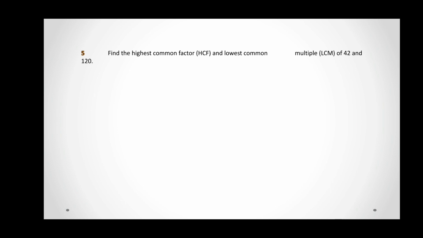Okay, now we are going to find the HCF and LCM of 42 and 120. HCF means highest common factor, LCM means lowest common multiple. Okay, the first thing is you have to find the prime factors of 42. Already we have found 2, 3 and 7. Then you have to find the prime factors of 120. That we have already found: 2 into 2 into 2 into 3 into 5.